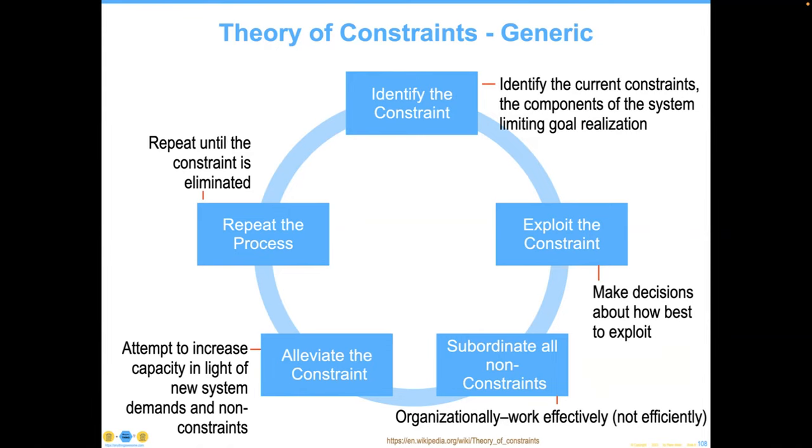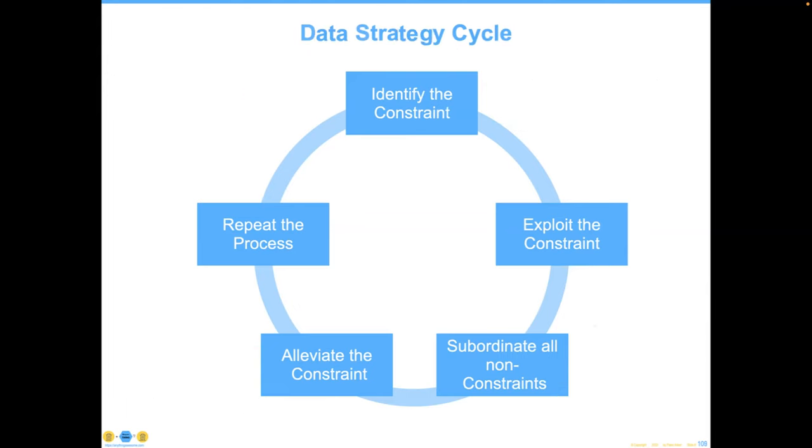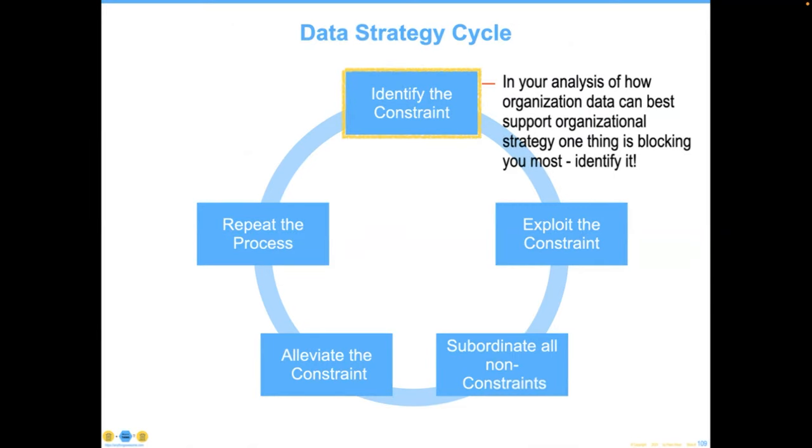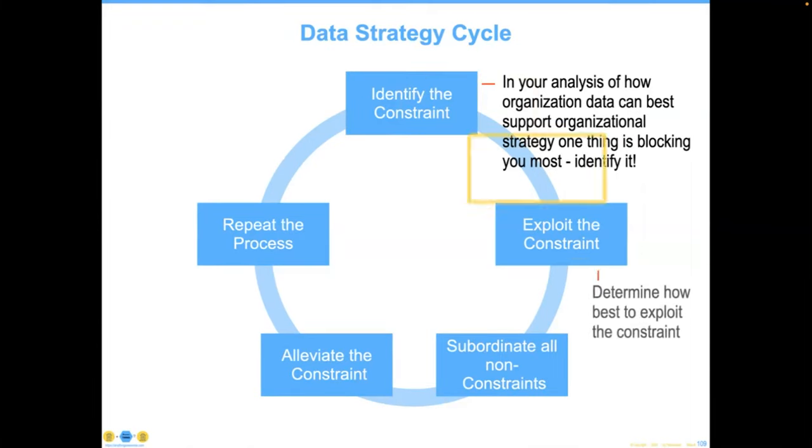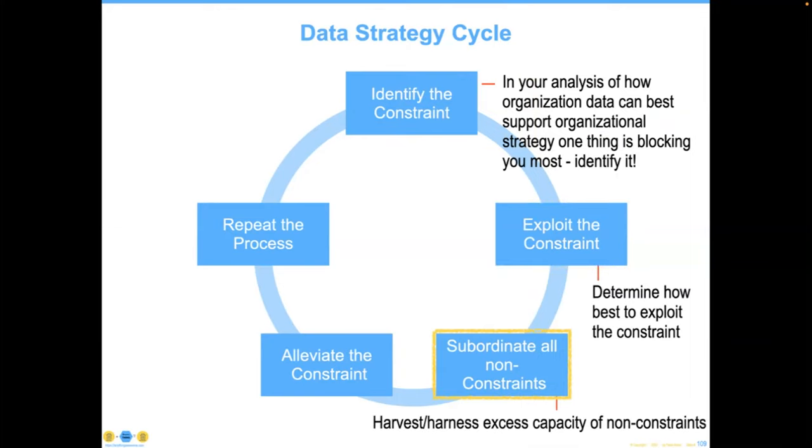And oh, by the way, if we haven't fixed it, we need to go around and rethink our specifics that we were looking at. And in a data strategy cycle, it's the same thing. What can data do to best support the organizational strategy? How can I use this new constraint to most effectively gain more out of my existing system? How can I get things out of the way so that this constraint can really shine?